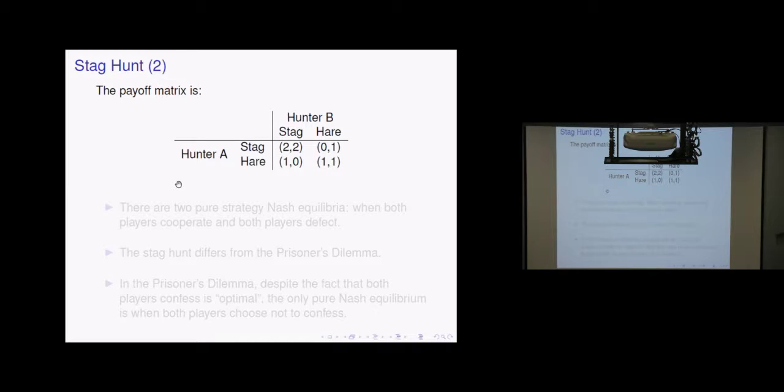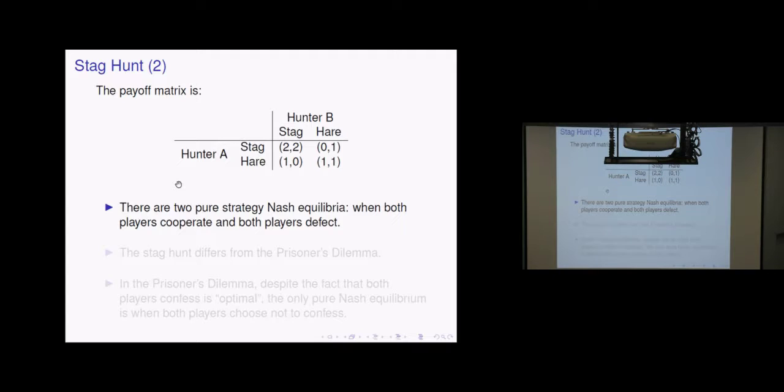Okay. Now if both of them hunt hare, then each one of them gets a small piece of meat, right? So you'll get 1 and 1. So that's the payoff. Okay. So now the claim is there are actually 2 Nash equilibria, right? So if both of them cooperate, suppose you are at 2-2, I claim nobody wants to move away.